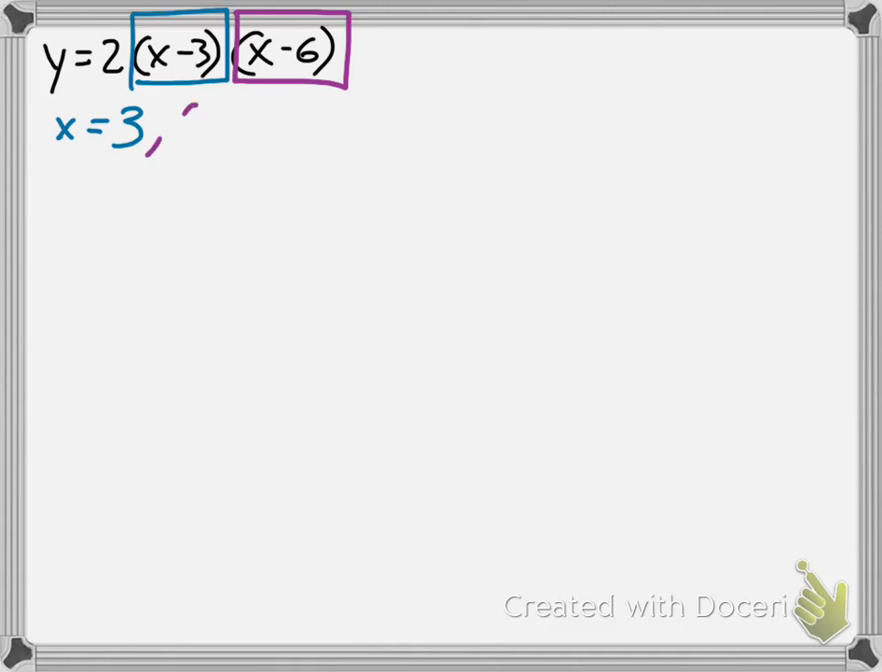Well, 6. If I put 6 in for the x, 6 minus 6 will give you 0. So that's going to give us our second 0. Excellent. And if you want to go ahead and graph those in your calculator, you'll find that those are the zeros.